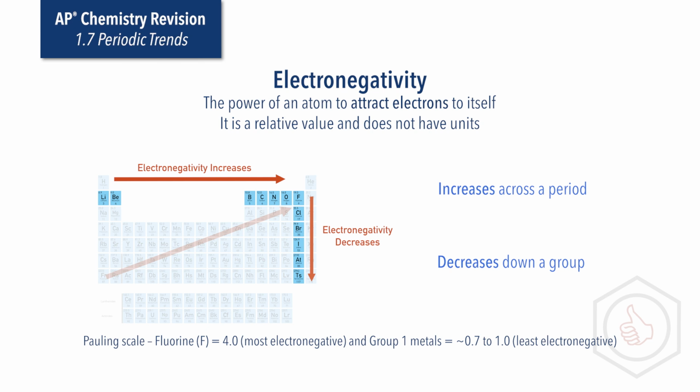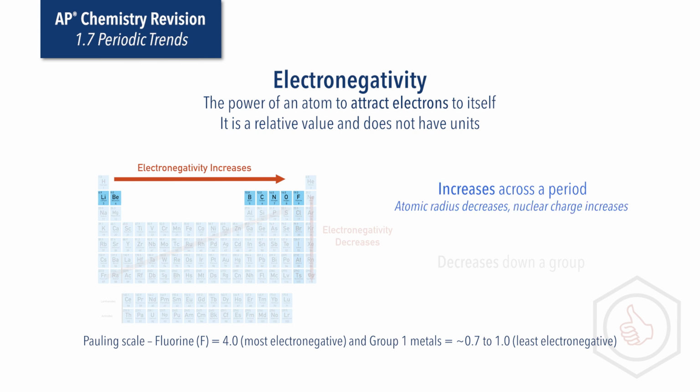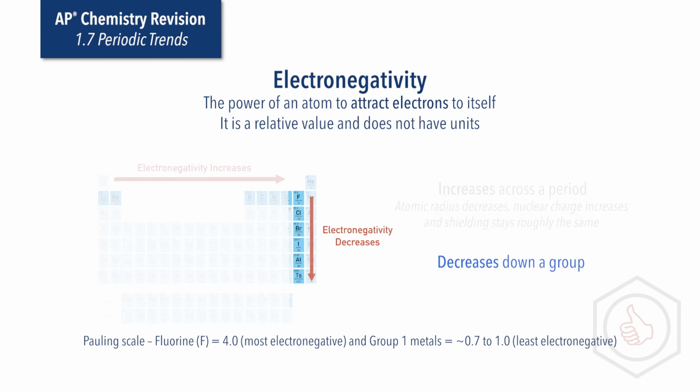The electronegativity increases across a period because the atomic radius decreases and nuclear charge increases, but the shielding stays roughly the same, so the nucleus is able to better attract an electron towards the atom. Down a group, however, atomic radius and shielding increase, so it's harder for the nucleus of an atom to attract electrons towards itself.